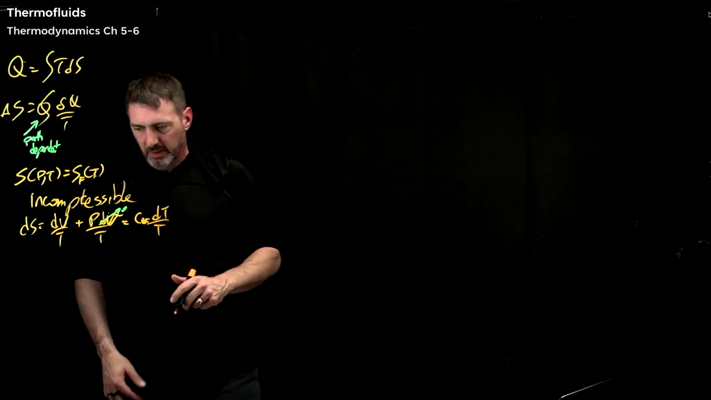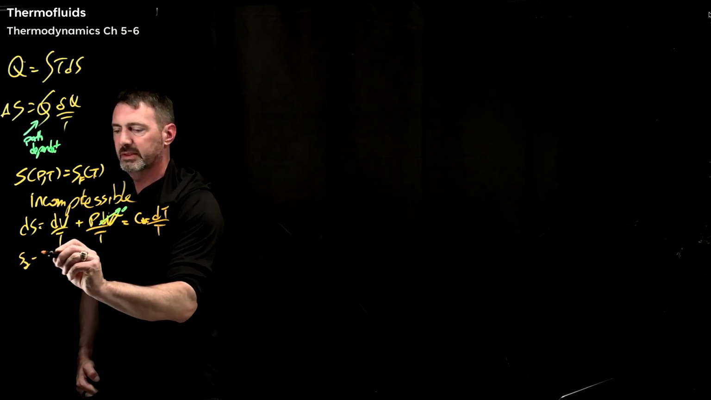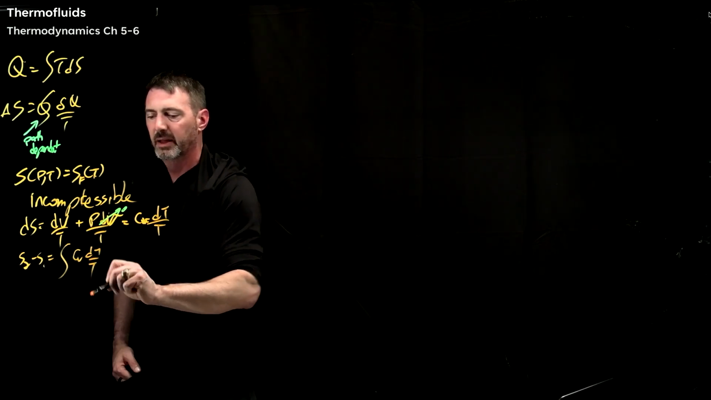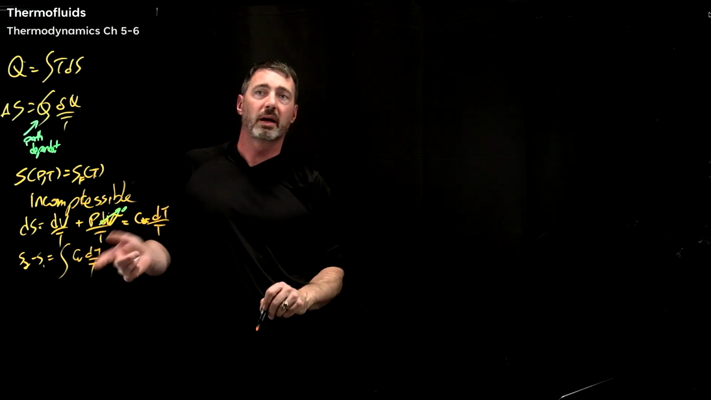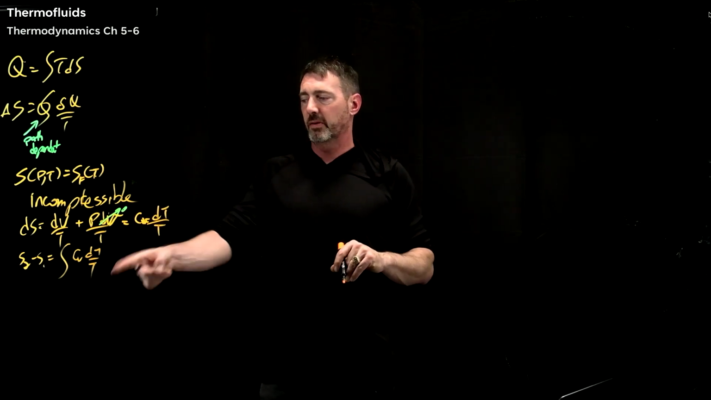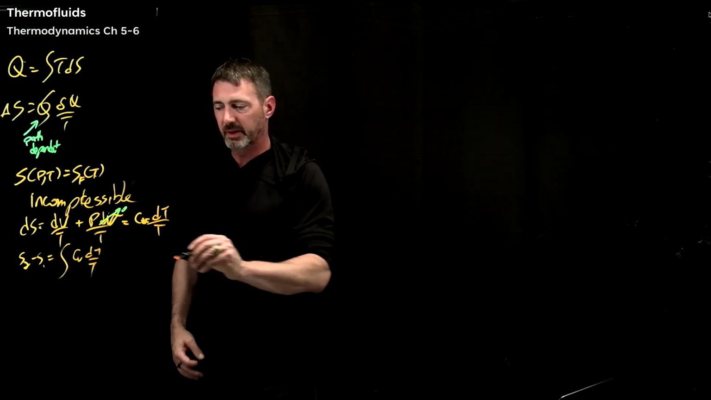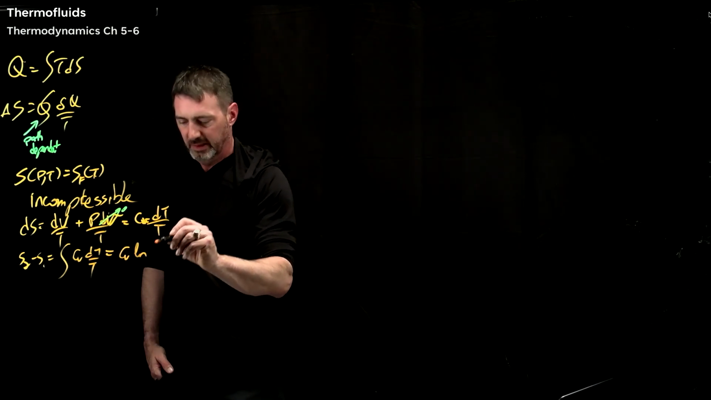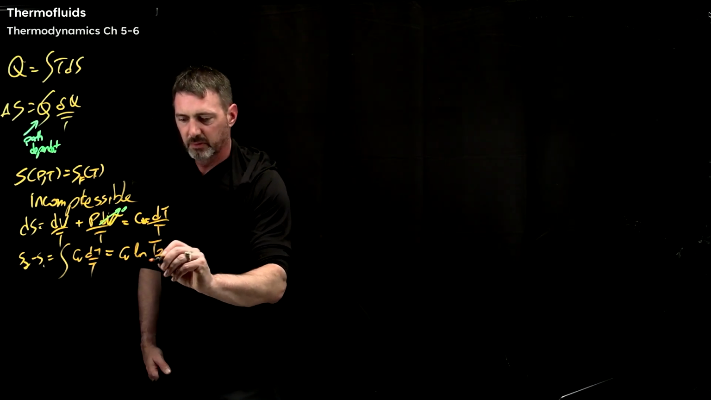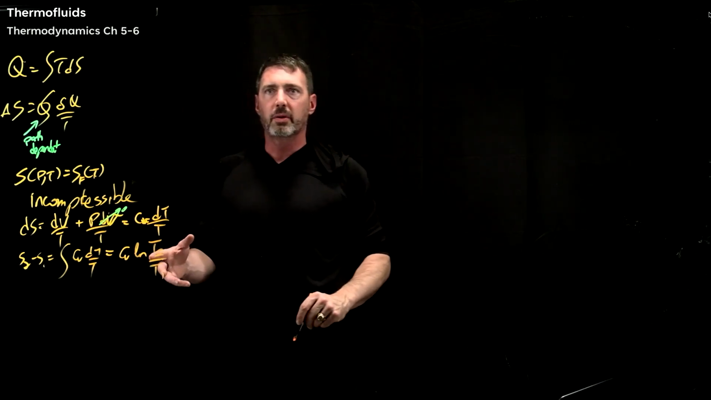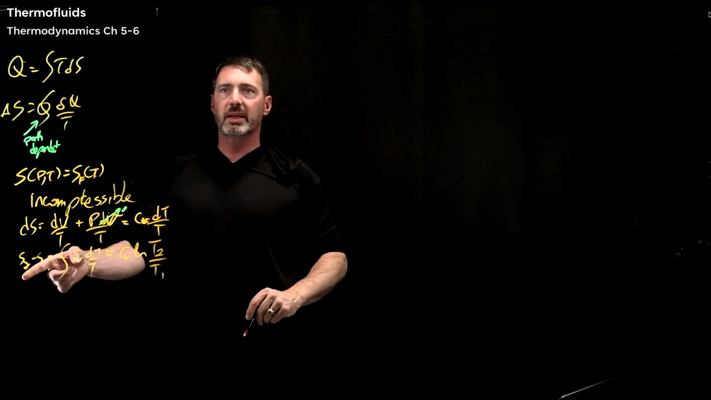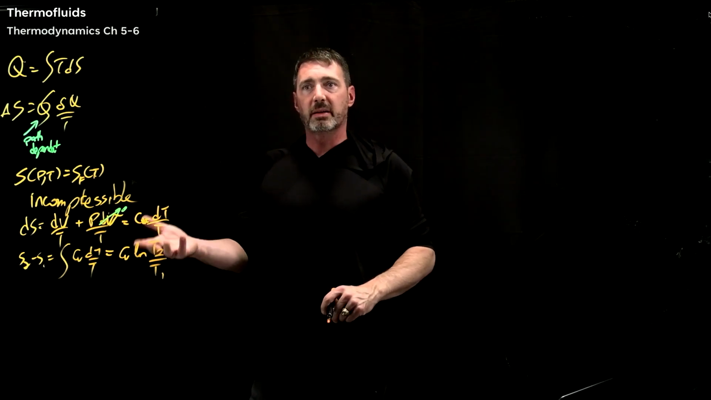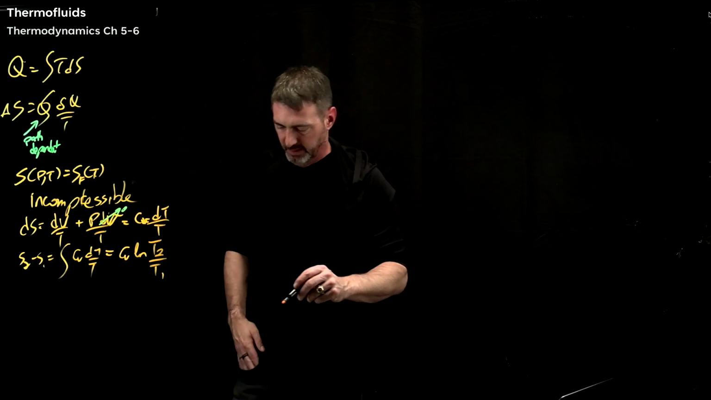And so then it's just s2 minus s1 is that integral, Cv dT over T. And if it so happens, and it's not always true, so be careful, that you have a constant specific heat, then that can actually get really easy. Then it's just Cv natural log of T2 over T1. And so you can figure out the change in entropy if you have a constant specific heat and it's incompressible. So that's an easy one, right?